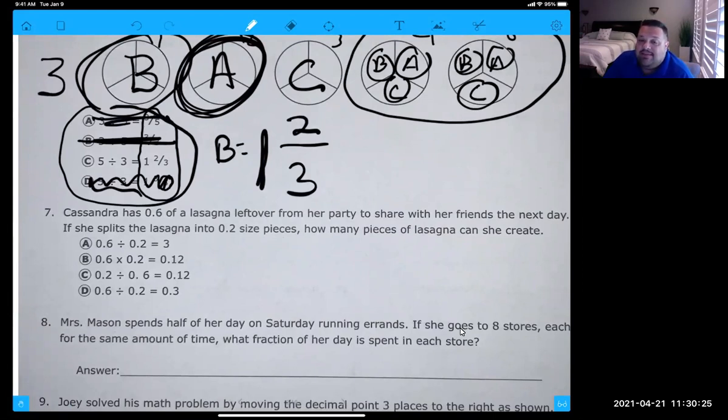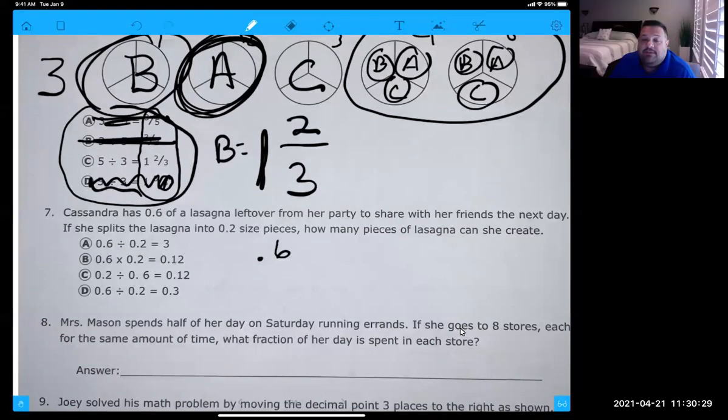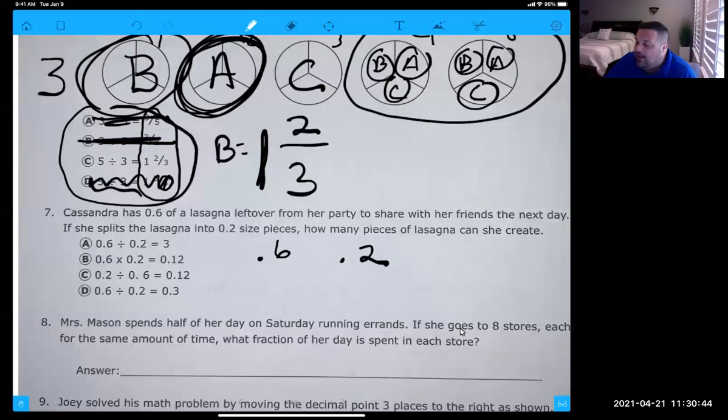Okay, guys, so number 7 is saying that there's, we did this, 6/10 of a piece of lasagna, right? Yeah. And we want to divide them into full pieces. And we want each piece to be 0.2. So let's think about this. We need there to be full pieces. So we want to know how many pieces of lasagna she can create.